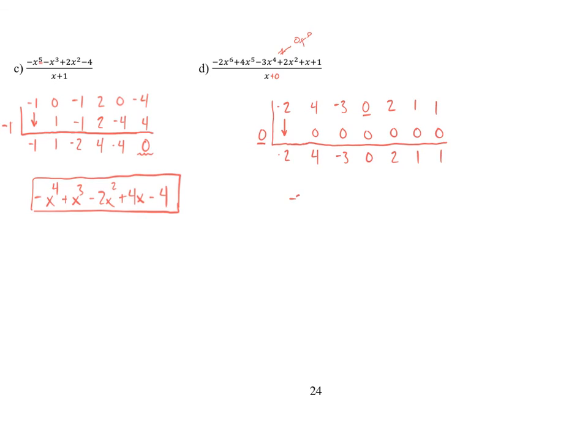So I'll be left with -2x to the 5th plus 4x to the 4th minus 3x to the 3rd. I don't have to put the plus 0x squared in my final answer because that's just 0. So I can skip right along to 2x to the 1st plus 1. And I've got this remainder here, so it's plus 1 over x. And that is my final answer.